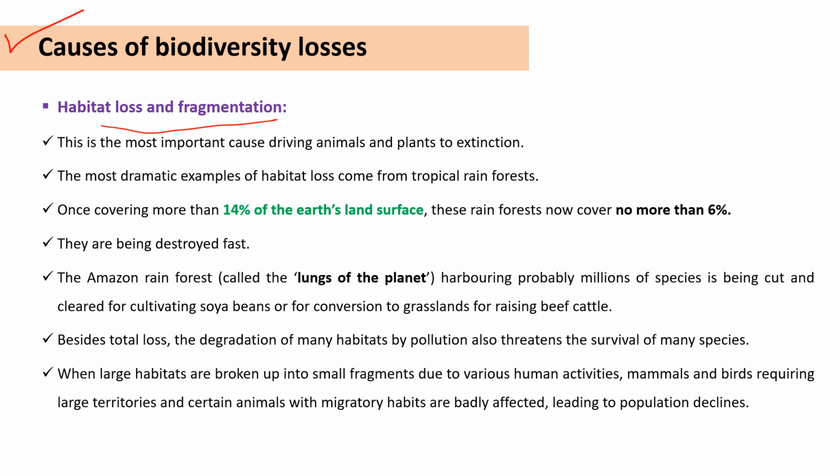And fragmentation means if we divide the land into many parts, suppose there is 1 hectare forest, then we divide the forest, we use some for the construction activity, some for the recreational purpose. Likewise, we fragment. Okay, so fragmentation is also responsible for the loss of biodiversity. So this is one of the most driving factors for loss of the biodiversity.